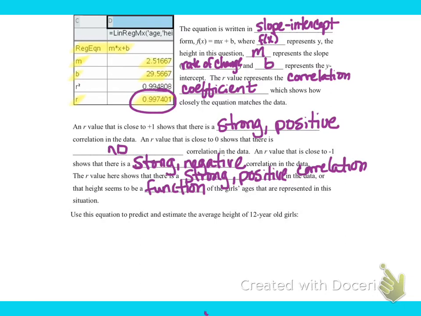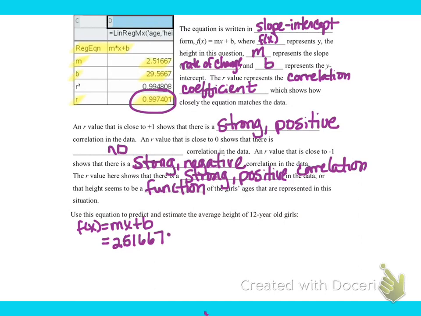So what we're going to do is use this equation to predict and estimate the average height of 12-year-old girls. So the equation in the table again, the regression REG equation, that is f of x equals mx plus b. So from the table, the m value is 2.51667. The x value from our table and from our graph is the age in years.